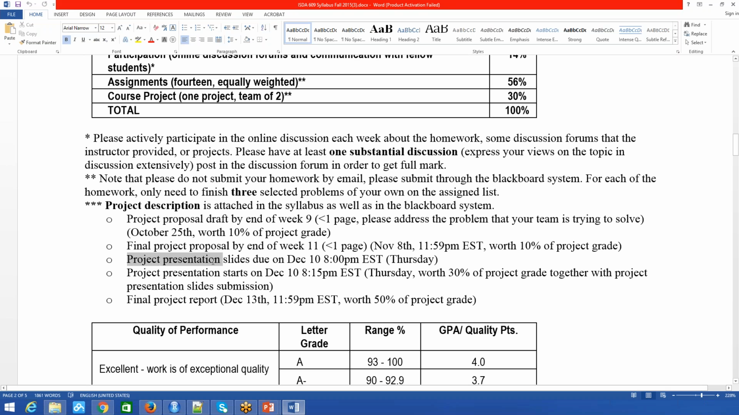So project presentation slides are due December 10th, which is about a month from today, 4 weeks. That's Thursday 8 p.m. And because we have an 8:15 presentation, starting from December 10th, 8:15, probably the first group can present. But I kind of feel that we probably have to delay this report to the following week. Yeah, let's put it this way.